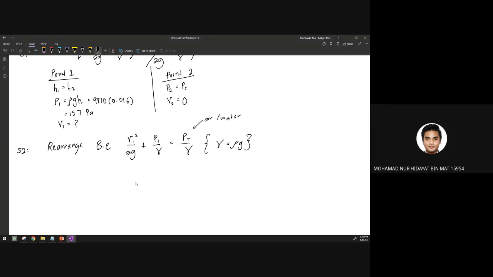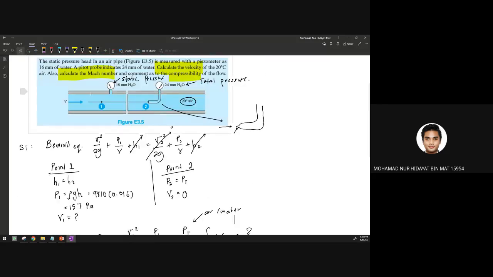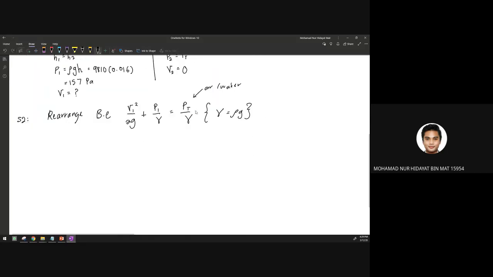Previously, we calculated in the water. So in this Bernoulli equation, we apply in the air. Remember, our flow condition here is in the air, 20 degrees Celsius air. So we have to use the density of air at 20 degrees Celsius. So now our part is we need to find the density of air.